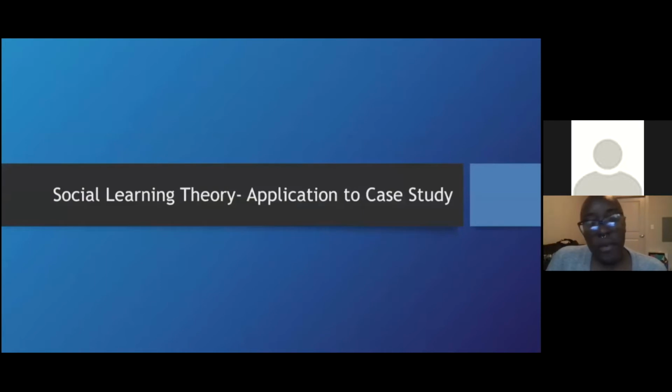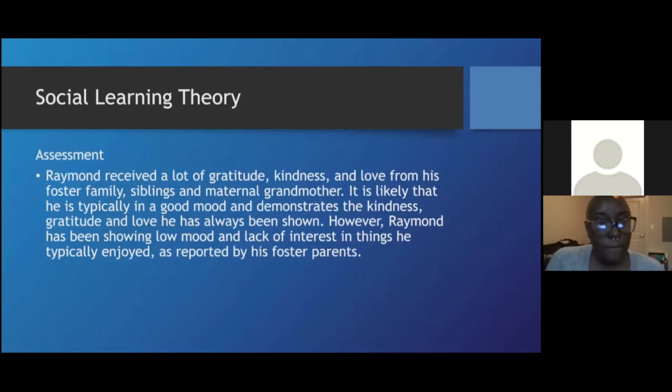Social learning theory application to the case study. Assessment. Raymond received a lot of gratitude, kindness, and love from his foster family, siblings, and maternal grandmother. It's likely that he is typically in a good mood and demonstrates the same kindness, gratitude, and love he's always been shown. However, Raymond has been showing low mood and lack of interest in the things that he once enjoyed, as reported by his foster parents.